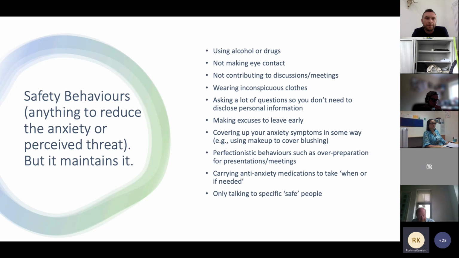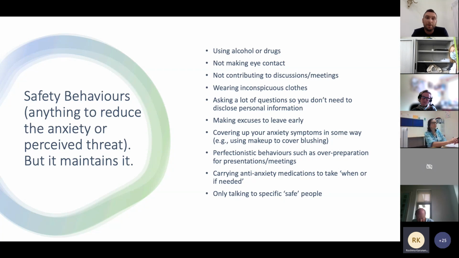Safety behaviours, okay? Safety behaviours are anything to reduce anxiety or perceived threat, but it actually maintains the problem. And safety behaviours are very, very clever things that people do to get by, using alcohol and drugs. And I've come across people who use this a lot in social situations and situations such as picking kids up from school, going to maybe school parties with their kids. A lot of different social things that people might use benzos, they might use alcohol, they might use lots of different things to get them by.